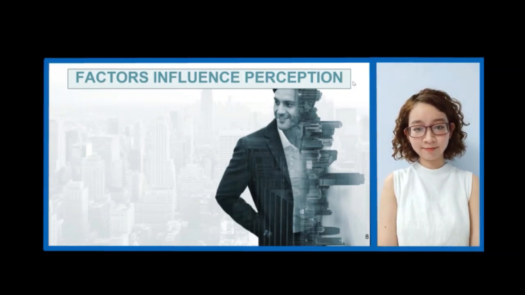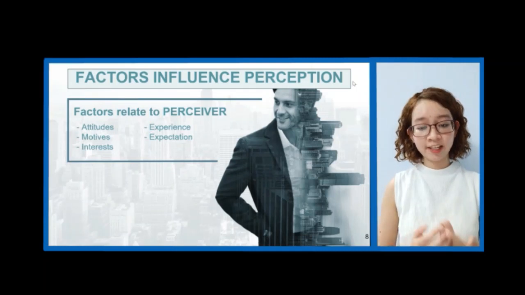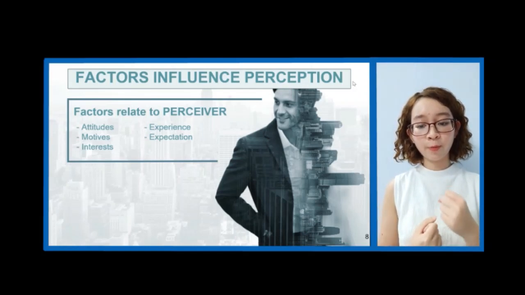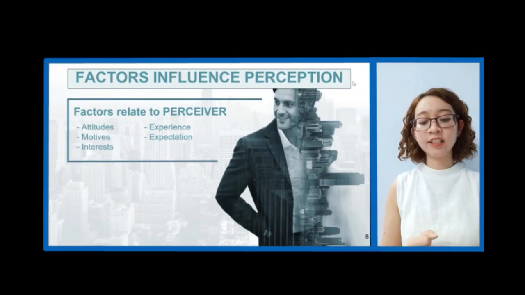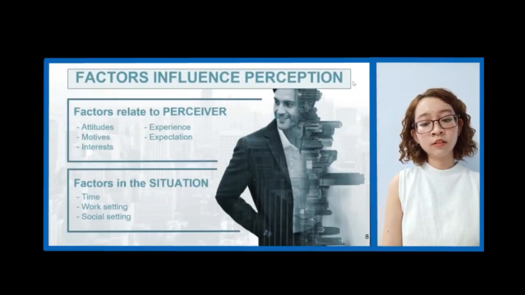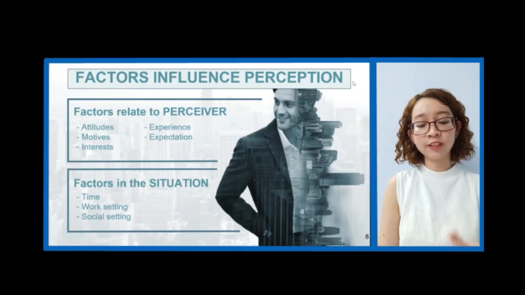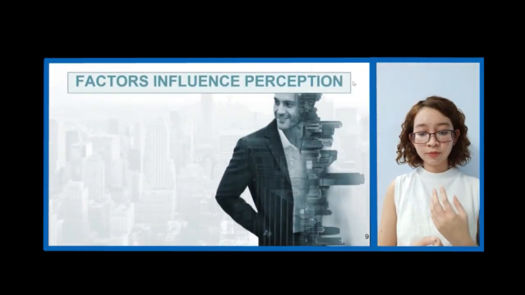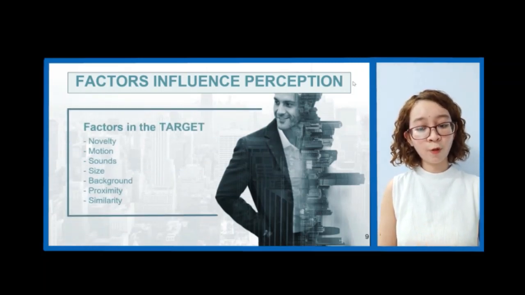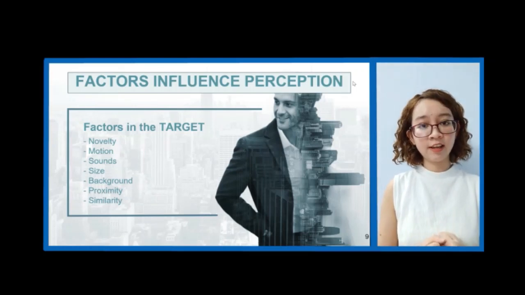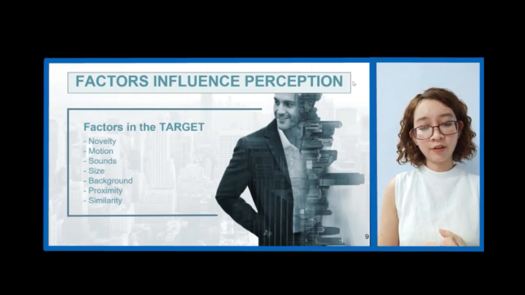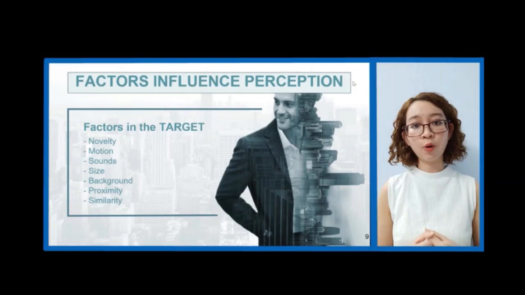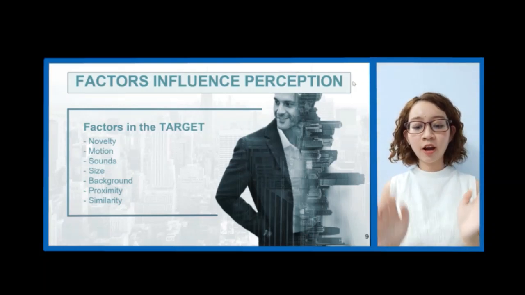Factors that influence perception. Perception is a combination of factors. In the perceiver, that is the person perceiving, things like attitudes, motives, interests, experience, and expectation. Then the situation that you find yourself in, that is time, work setting, and social setting. And characteristics of the object, individual, or event that you're perceiving, including novelty, motion, sounds, size, background, proximity, and similarity. With these, we come with a preloaded assumption about how the world works.